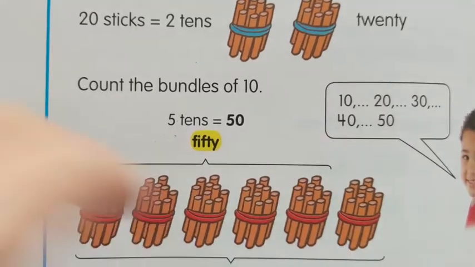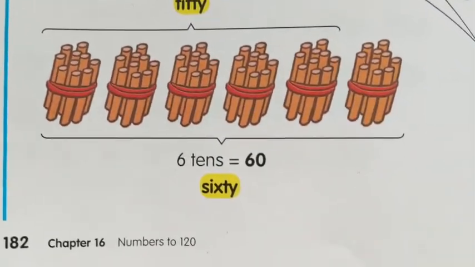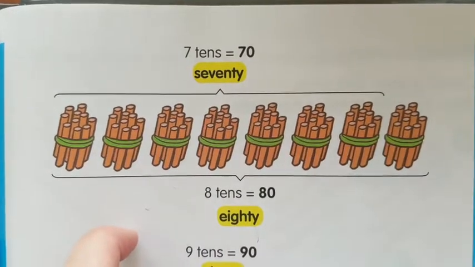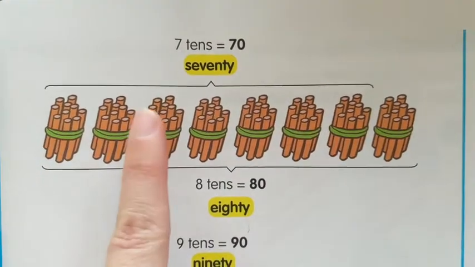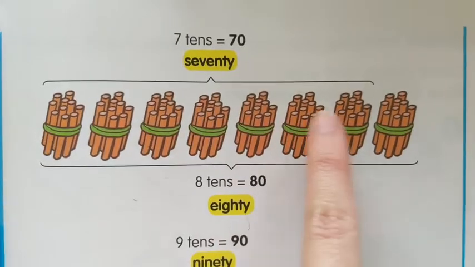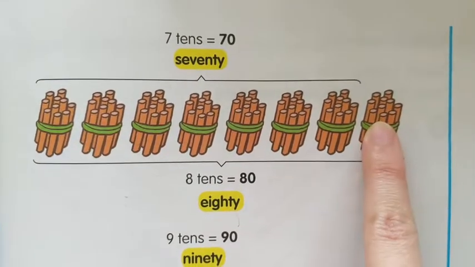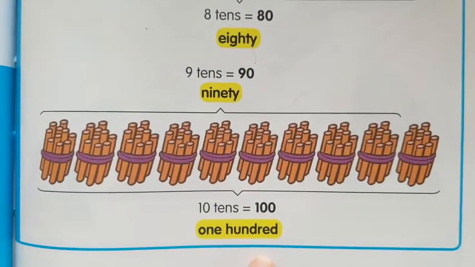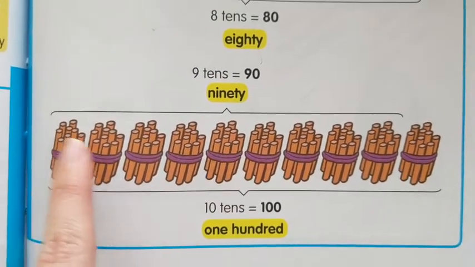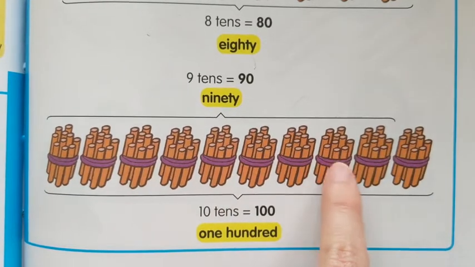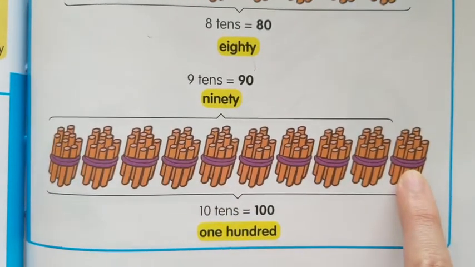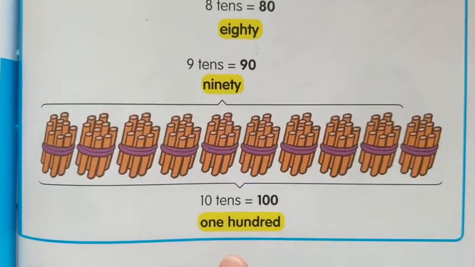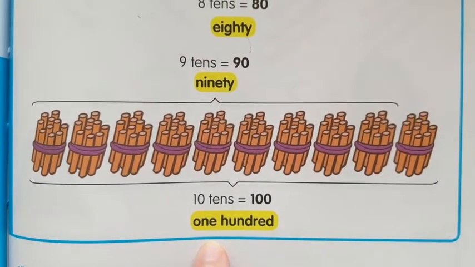It looks like we have another one here. That's 60. Here you see 7 tens, 10, 20, 30, 40, 50, 60, 70, and another one that makes 80. And down here you'll see 90, 10, 20, 30, 40, 50, 60, 70, 80, 90, and one more that makes 10 tens. When you've got 10 tens, then you've got 100.